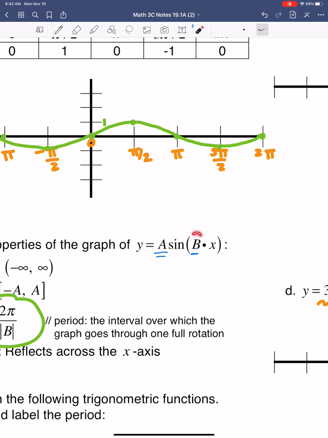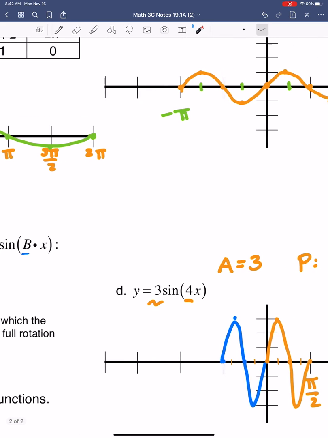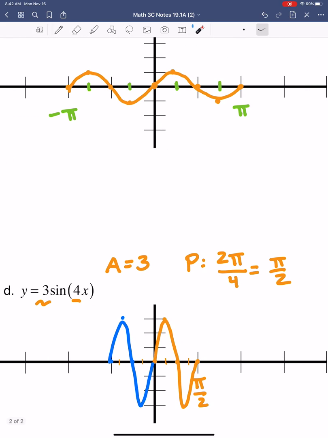Okay, and then the b value, that's going to tell me what my period is. So notice here's the formula for period, 2 pi divided by b. So you would take that number, in this case it was 4, right? You do 2 pi divided by 4, and you get pi over 2 as I reduce, right? Because 2 over 4 reduces to 1 over 2. And so then I knew that I had to get through one full cycle where I'm going up, down, and back up by the time I hit that pi over 2 mark.